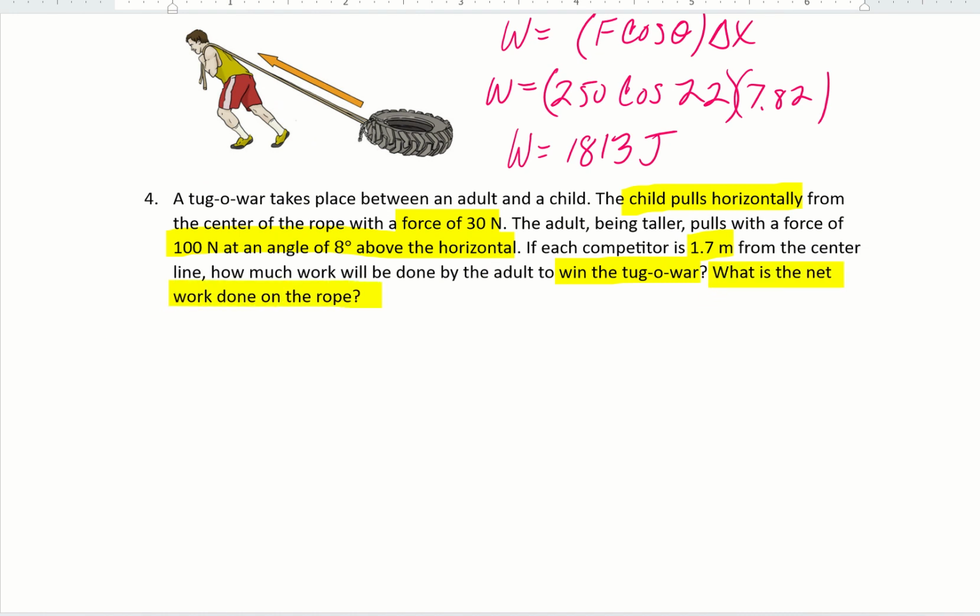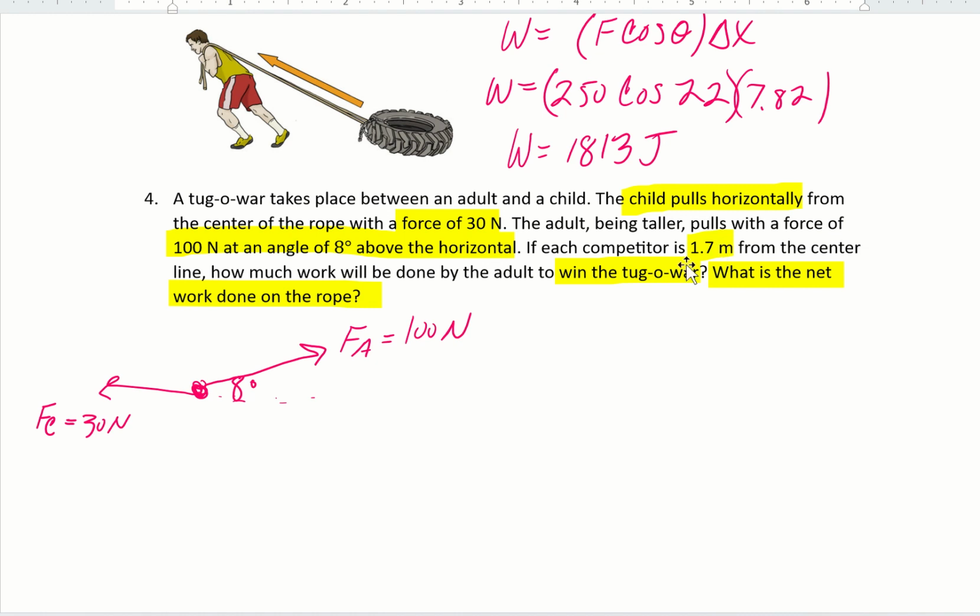So let's do the first one. Let's draw the forces here. We're going to do FC for child, and that's 30 newtons. And then the adult is pulling at an angle, so we'll do FA for adult, and that force is 100 newtons. But keep in mind that the adult is pulling at an 8-degree angle.